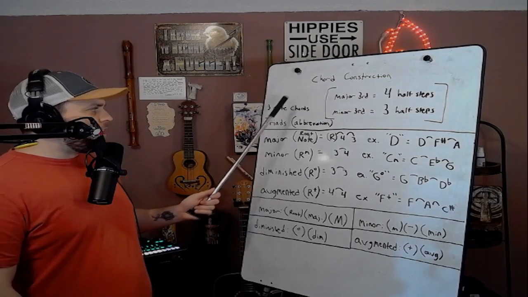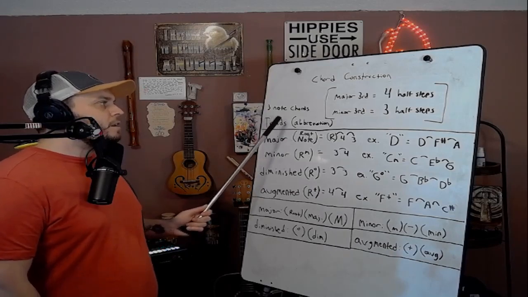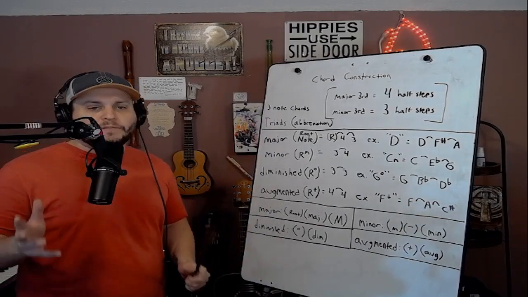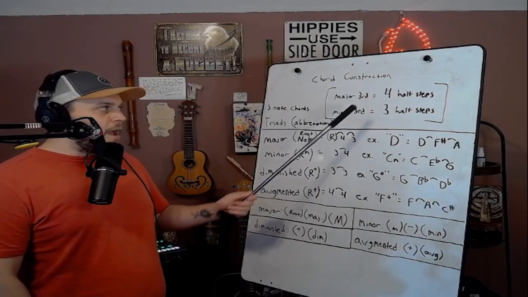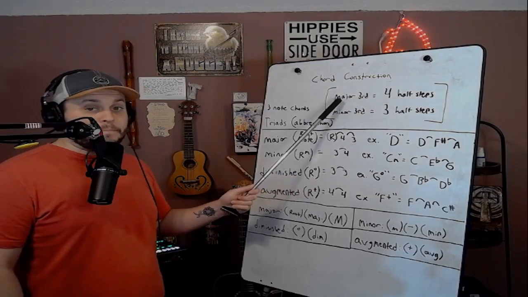Now, we're going to be constructing three-note chords, which are called triads, okay? And in these triads, there's going to be two types of intervals that make up these chords. Sometimes there's going to be an interval of 4 half steps, and that's called a major third.